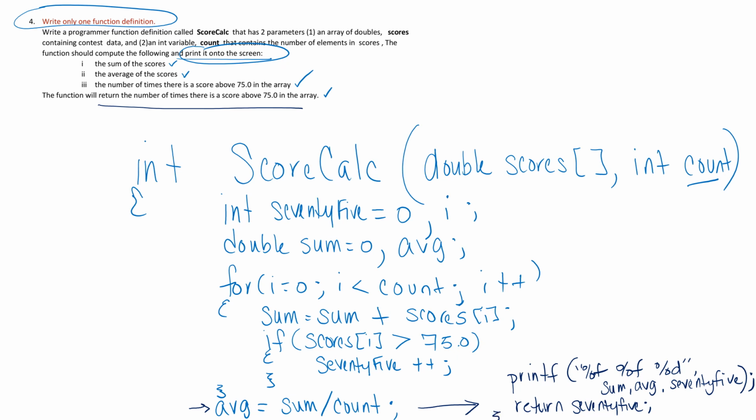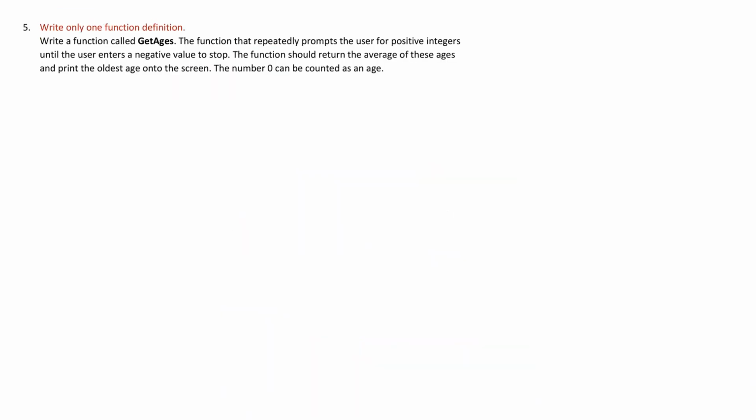So if you're on your test and you're handwriting your answers and you happen to run out of space and you just do a little arrow like that, that's perfectly fine. Try to write as neat as you can. Obviously, it's difficult to read if the writing is really messy. All right, question 5, write only the function definition again. So write the function. The name of the function is called getAges.